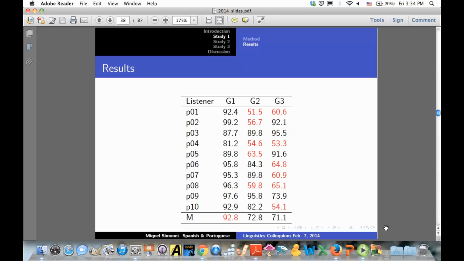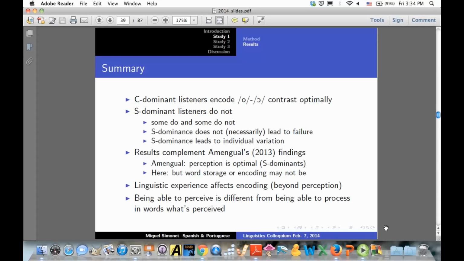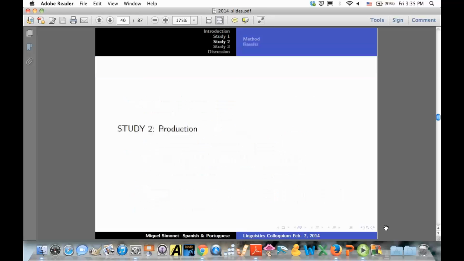So I think that what we learn from here is that Catalan dominant listeners encode the OA contrast optimally. They can do this task quite well. This is not difficult. They hear the difference. They can retain it in memory for a little bit. But Spanish dominant listeners do not, or well, some do and some do not. So Spanish dominance does not necessarily lead to failure, but what happens is that Spanish dominance leads at least to a greater degree of individual variation. So comparing this to what we know from before, perception or identification is optimal, but when a task needs a bit more memory load, then things start to go a little bit less well. Okay? Now, we have a better picture of what happens with this contrast.